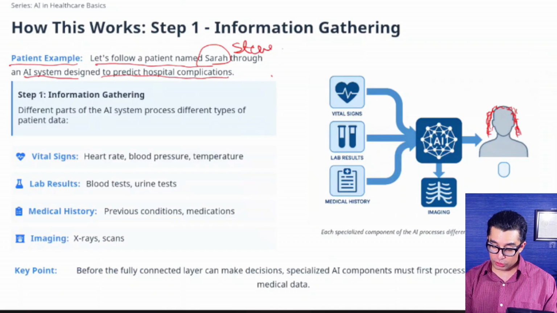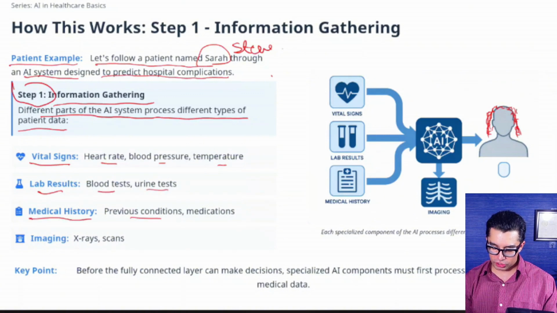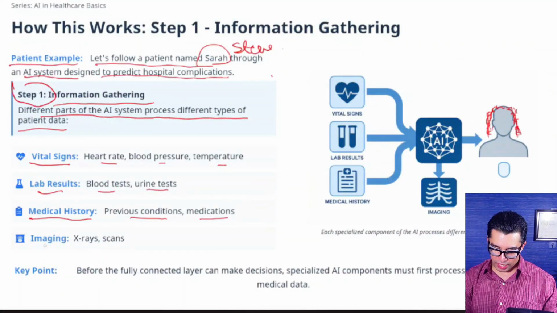All right, the first stage, step one, of course, is information gathering. Now, different parts of an AI system process different types of patient data. We have vital signs: heart rate, blood pressure, temperature. We have lab results, could be anything, you name it. Medical history: previous conditions, medications, family history. You've got surgical history. You've got the physical exam in there. Then you can have imaging: x-rays, scans, anything.